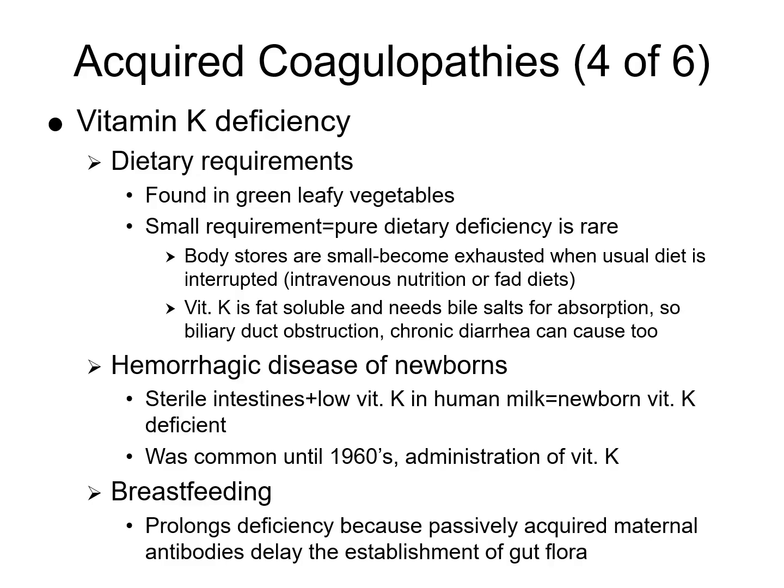So, dietary requirements and sources. Vitamin K is found primarily in green leafy vegetables like spinach, kale, or broccoli.